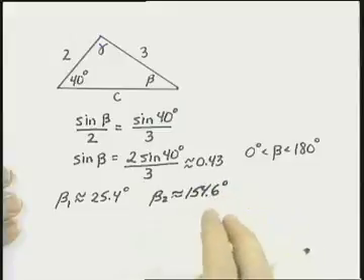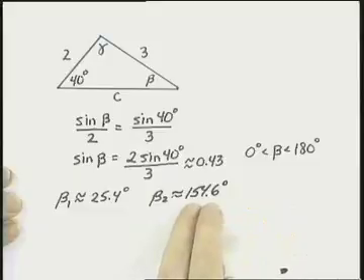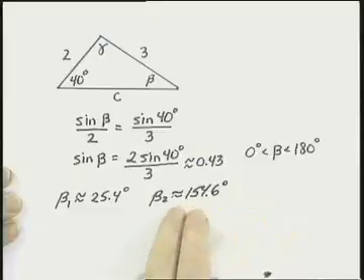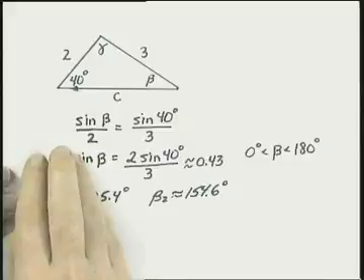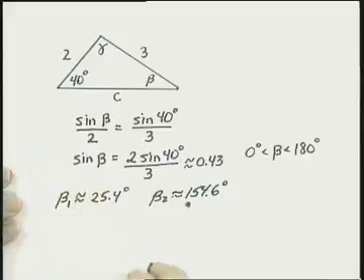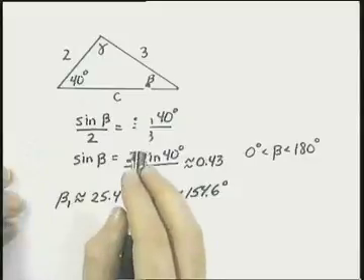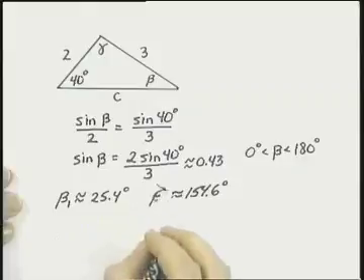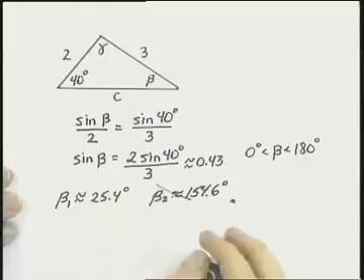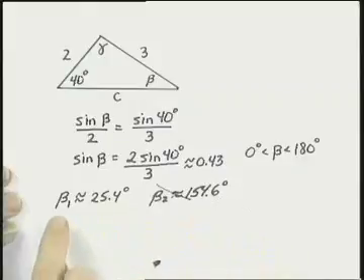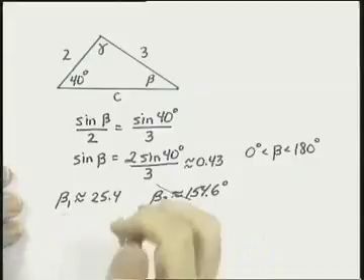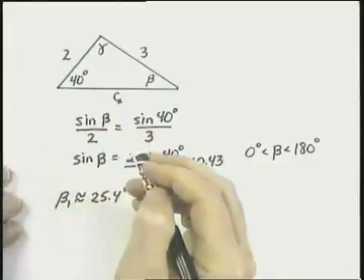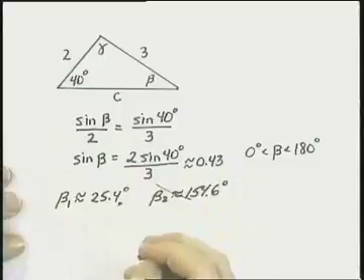which is 154.6 degrees. We know that this is impossible because our angle alpha is 40 degrees. 40 degrees plus 154.6 exceeds the sum of the values of the interior angles, 180 degrees. So we rule that out as a possibility. Therefore, there's only going to be one triangle which has these as its measurements. So beta 1, or beta, is about 25.4 degrees.